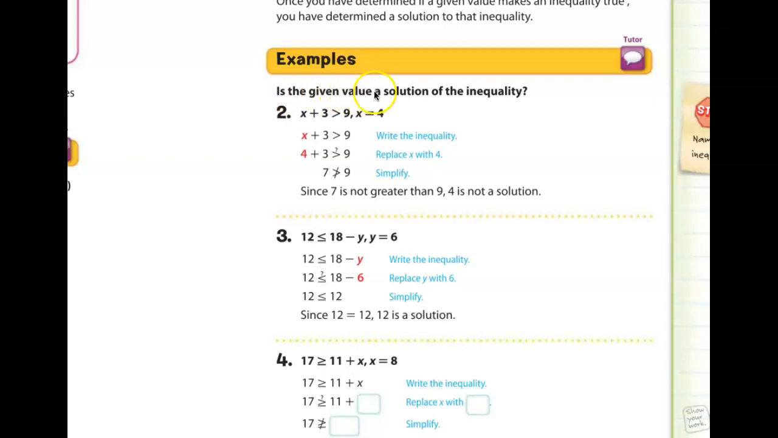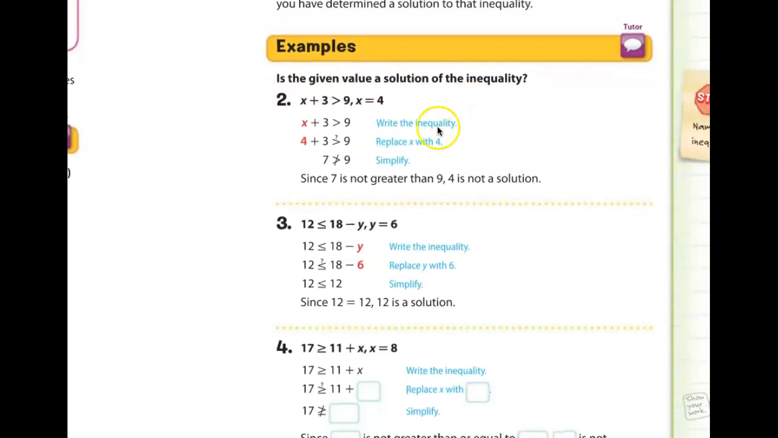Is a given value a solution to an inequality? Same thing. We have a variable here. The inequality sentence is x plus 3 is greater than 9. If we replace x with 4, 4 plus 3 is 7. 7 is not greater than 9. You can see we've drawn a line to show that it's not a possible answer. Okay, so we're going to do a few of these practice problems together.